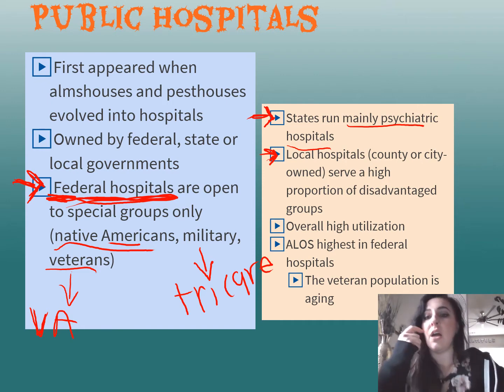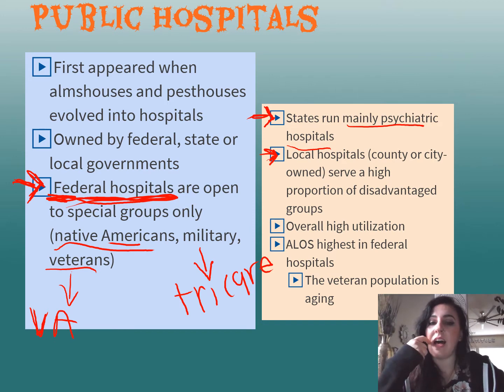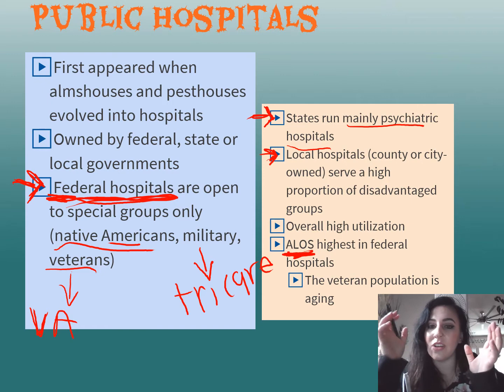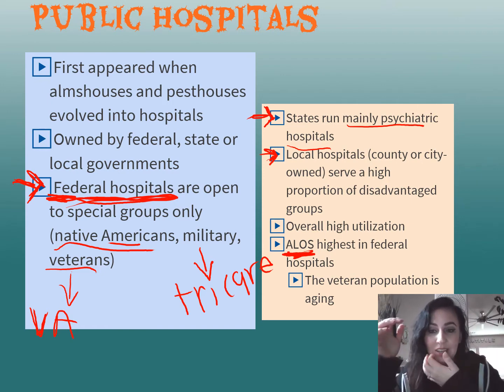Anyway, one cool trend that I want you guys to look at about the federal hospitals is that they actually experience a really high average length of stay in their hospitals. So I want you guys to sit there and ponder some reasons for why that might be. Why do you think a federally owned hospital might have a much longer length of stay for their patients than regular hospitals? And think about this.